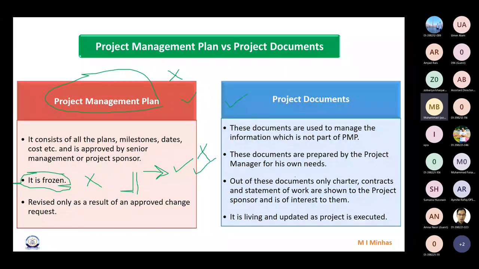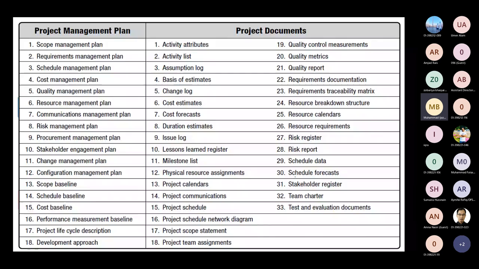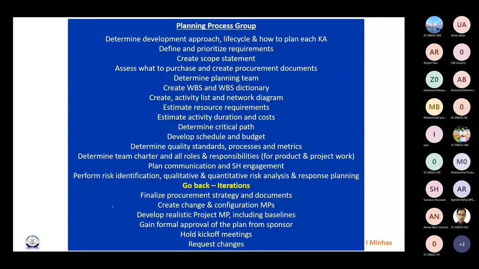So these are some of the documents and plans that are written there. There are almost 33 various project documents that are created. And obviously, in the project management plan, there are 12 plans plus three baselines and then the combined baseline and two other things. So these are 18 items in total. And this is the planning process. We carried out an activity regarding this, and I hope you remember that.